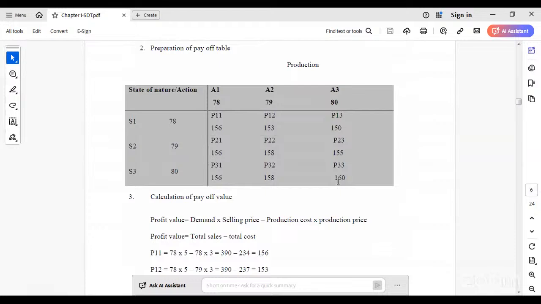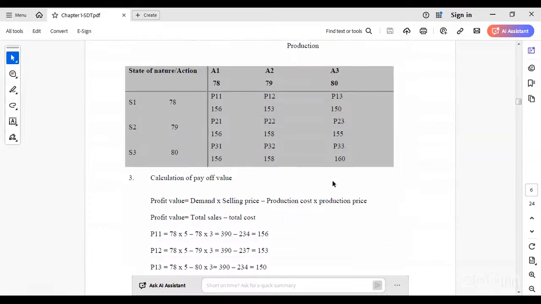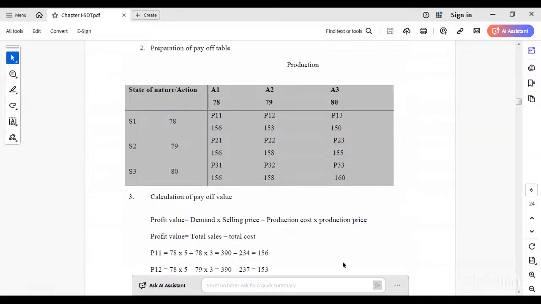Preparation of a payoff table. This is very much important, and this question is frequently repeated. So this side is the production and this side is the demand. D for demand.